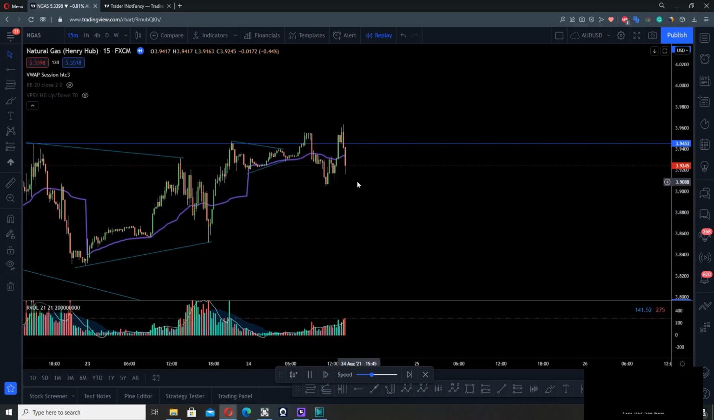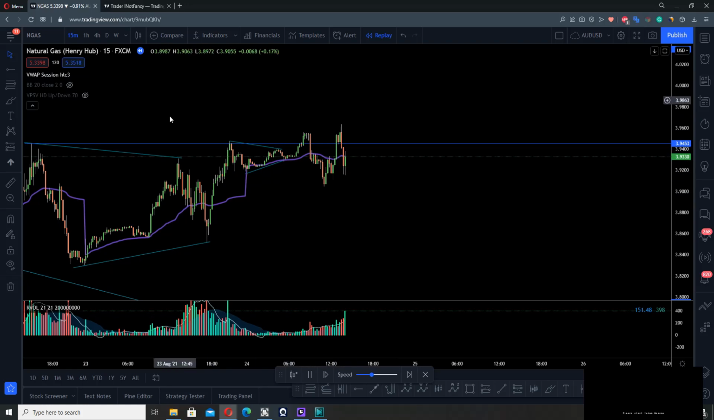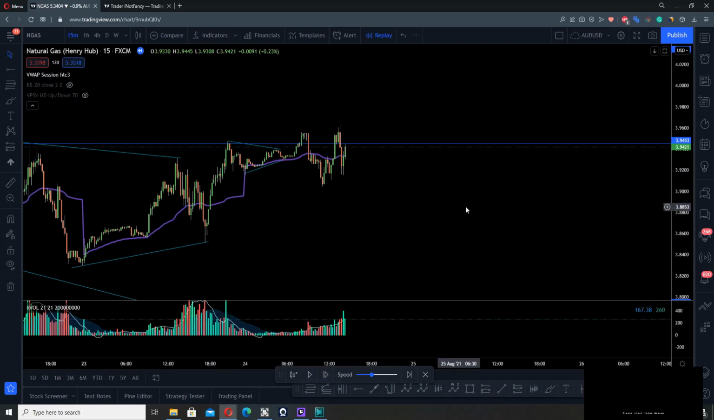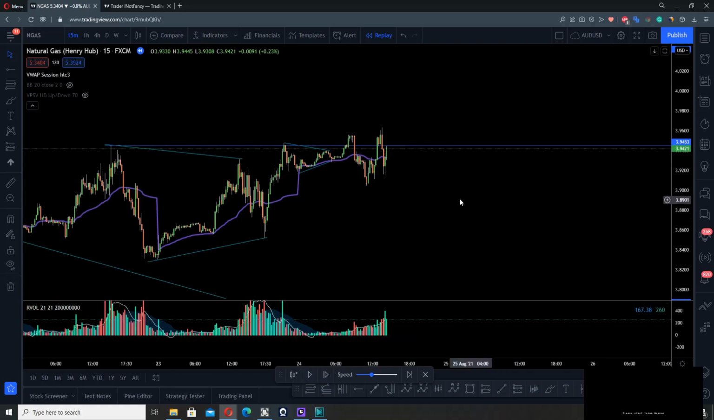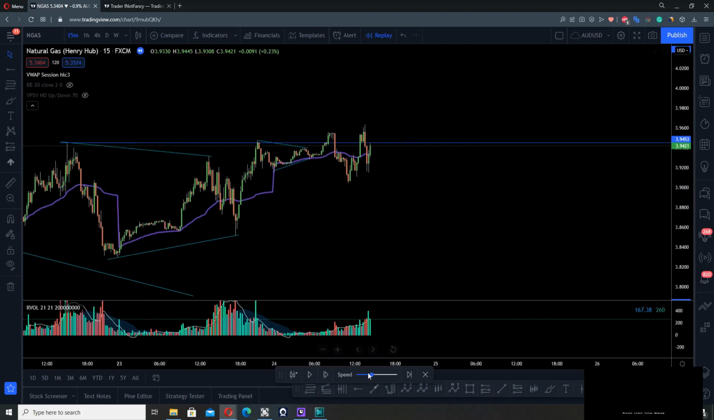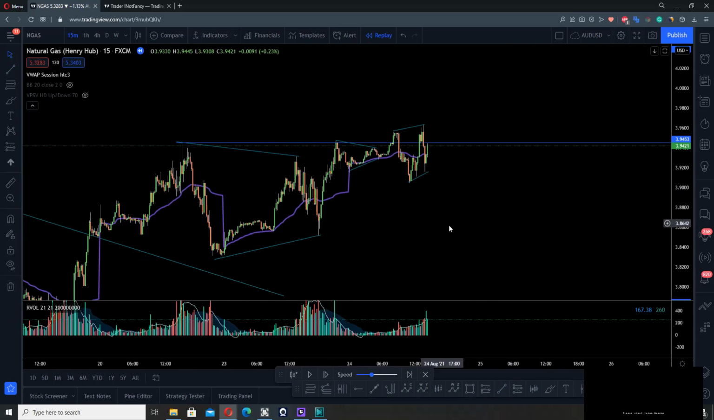Okay, it came down, third leg. This is another great buy opportunity. Just look at how the structure gives you opportunities to enter, if you are patient and you wait. This is another possible little flat.